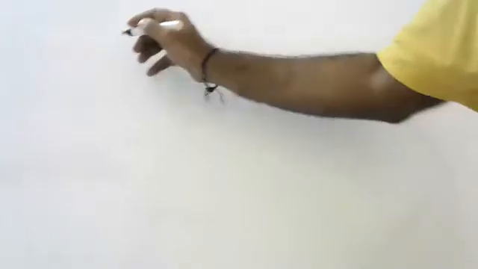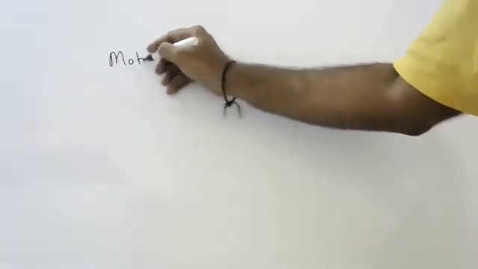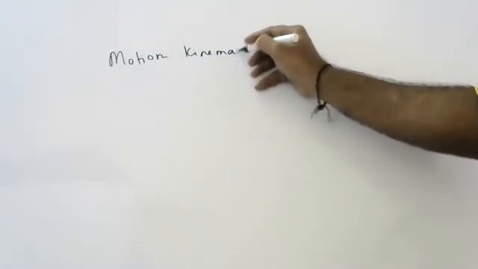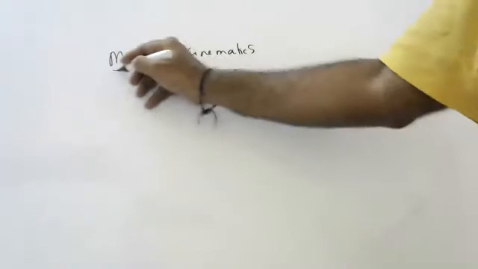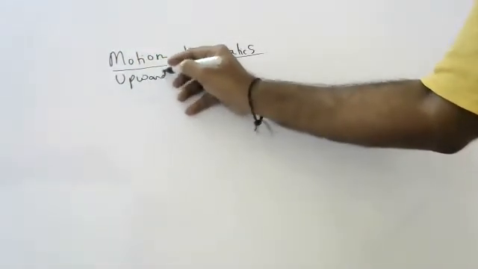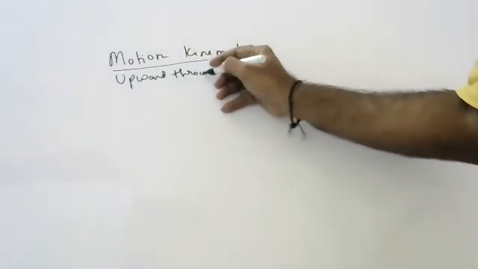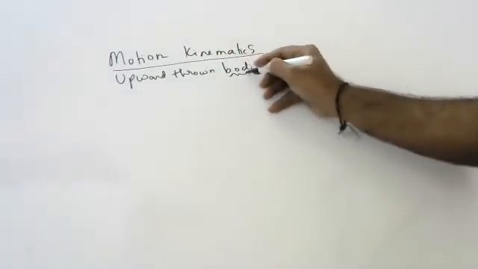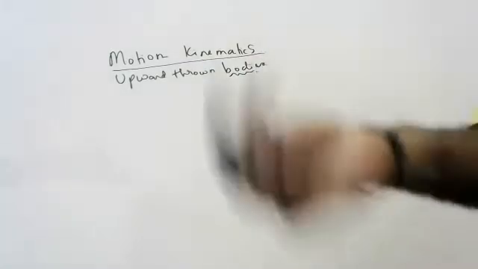Yeah, children. So today in motion kinematics, children, we will discuss upward thrown bodies. All the four equations of motion, how do they change?